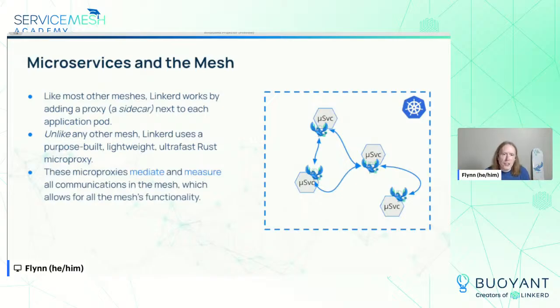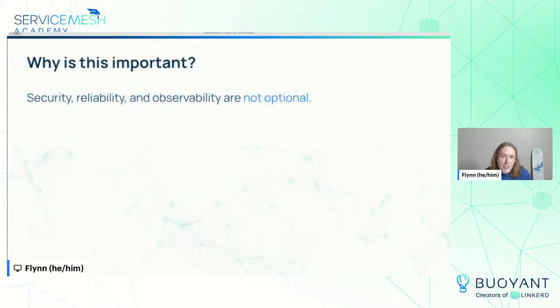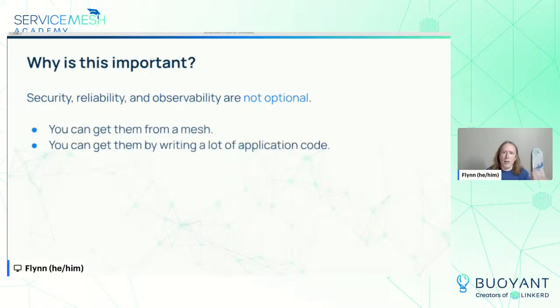This is actually how meshes provide their functionality, is by mediating and measuring all of the communications happening in the mesh. The reason that this is relevant is that security, reliability, and observability are not optional. You have to have them. I have yet to hear of anybody sitting down one day to write an insecure, unreliable, unobservable application. You can get these things by running a mesh, or you can get these things by writing in a lot of application code, but you have to have them. We probably obviously think that adding them in the mesh is a better plan because it frees up your application developers to work on the business needs of the application rather than low-level annoying networking things.